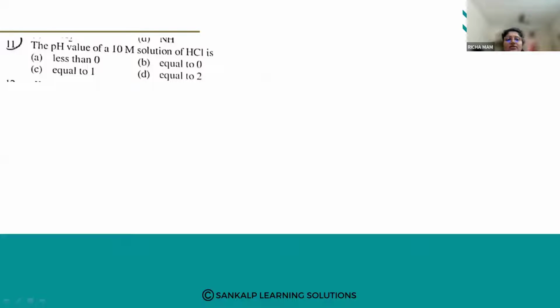This is the first question. The pH value of 10 molar solution of HCl is? What will be the pH of 10 molar solution of HCl? A, less than 0; B, equal to 0; C, equal to 1; and D, equal to 2. How are you going to answer this?